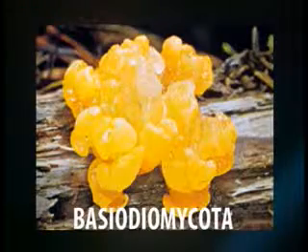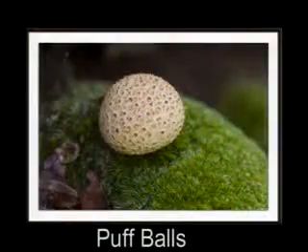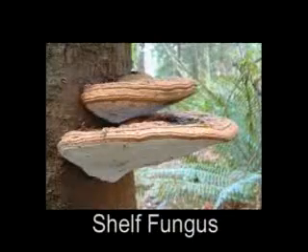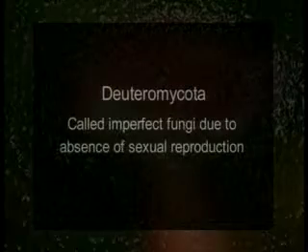The next division is Basidiomycota, commonly known as club fungi. These include mushrooms, puffballs, and important plant pathogens, the rusts and smuts. The spores produced by these fungi following meiosis are called basidiospores and are borne on a club-shaped structure called the basidium. The next division is Deuteromycota, commonly known as fungi imperfecti, often called so because sexually reproducing stages are absent here. These are an artificial assemblage of fungi for which only the asexually reproducing state is known.